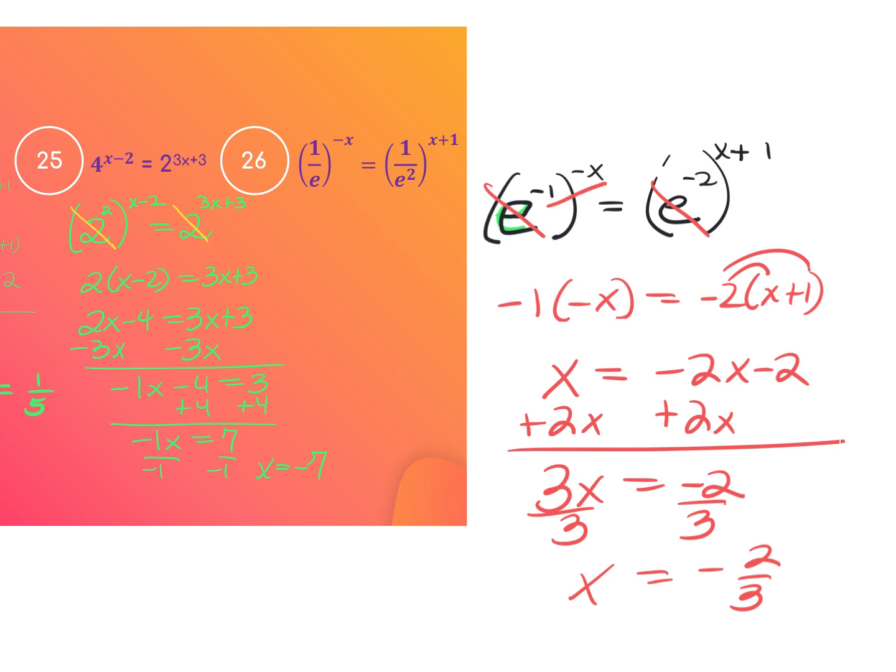Remember, e is just a number. It's like 2.71 and it keeps going, just like pi. It's a decimal that continues on.